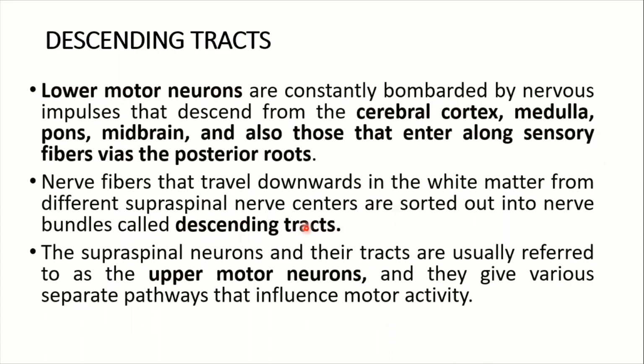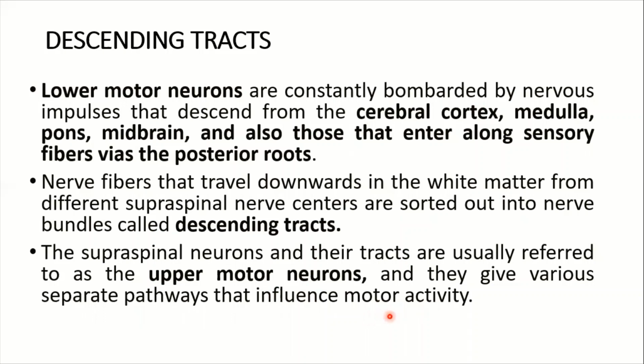So nerve fibers that travel downwards in the white matter from different supraspinal nerve centers are sorted out into different nerve bundles called descending tracts. So what are these supraspinal nerve centers? These are the cerebral cortex, medulla, pons, midbrain, and these are the supraspinal levels. The supraspinal neurons and their tracts are usually referred to as the upper motor neurons, I told you already. And they give various separate pathways that influence motor activity.